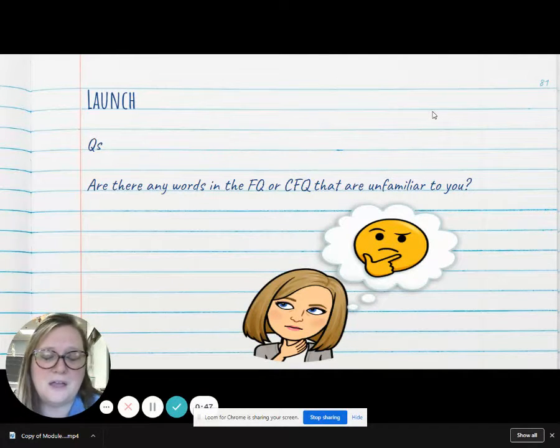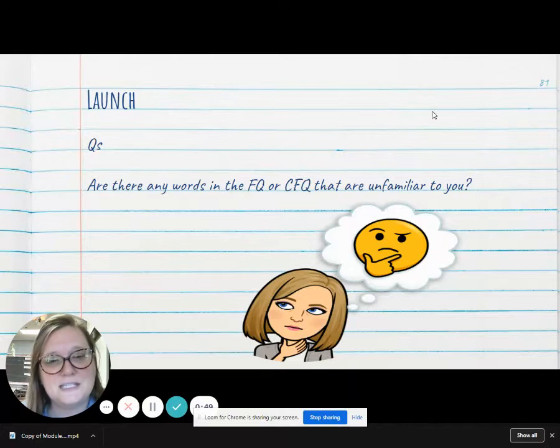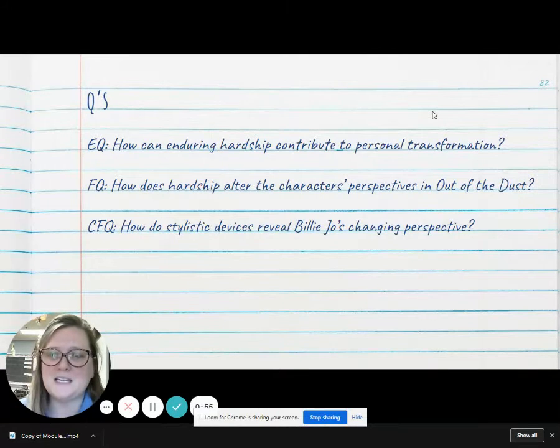We're going to look at the questions for this lesson, and I want you to see if there are any words that are unfamiliar to you. Our essential question is, how can enduring hardship contribute to personal transformation? Our focusing question is, how does hardship alter the character's perspectives in Out of the Dust? And the content framing question is, how do stylistic devices reveal Billy Joe's changing perspective? Are there any of those words that are unfamiliar to you?